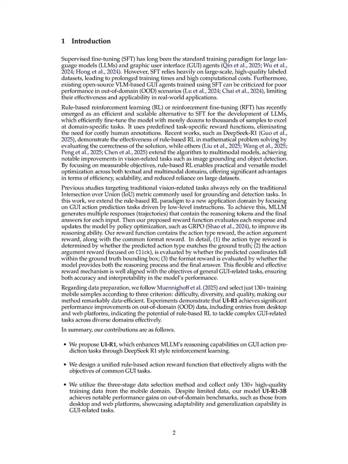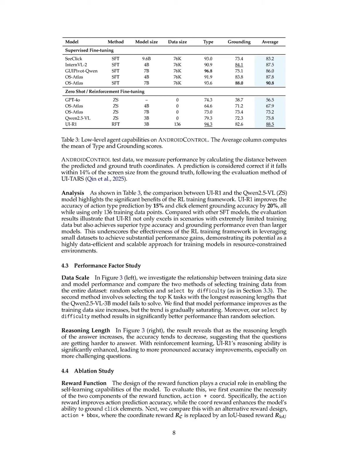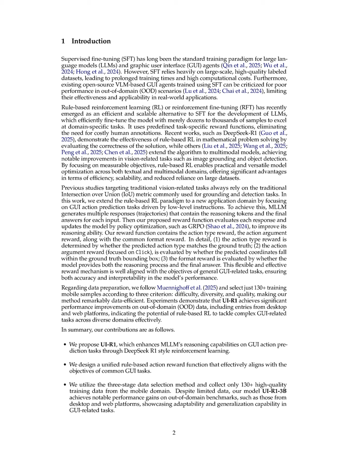Performance improvements were measured using specific metrics, including action type accuracy, which evaluates the match rate between predicted and ground truth action types, and grounding accuracy, which focuses on the accuracy of click action argument predictions. Results indicated that UI-R1 improved action type prediction accuracy by 15% and click element grounding accuracy by 20%, demonstrating significant gains even with limited training data. Additionally, UI-R1's performance was compared against other models, showcasing its superior capabilities in out-of-domain scenarios and its adaptability across diverse GUI-related tasks.